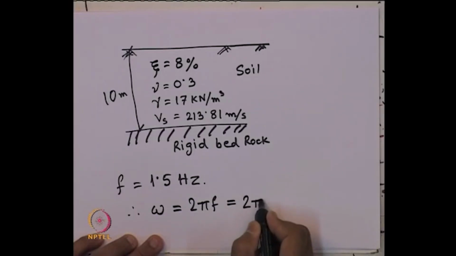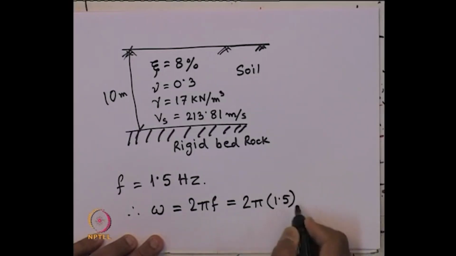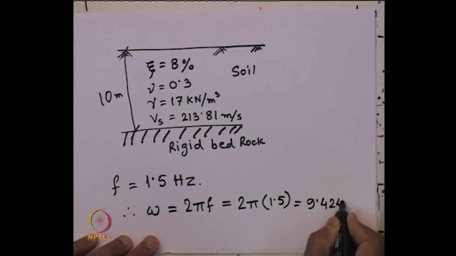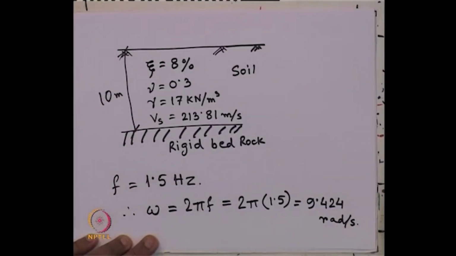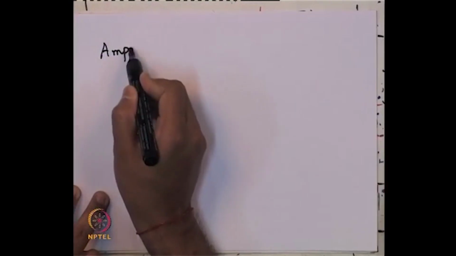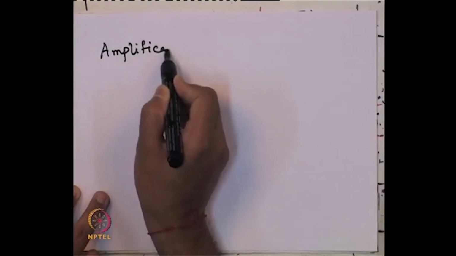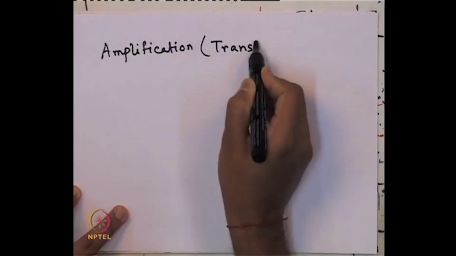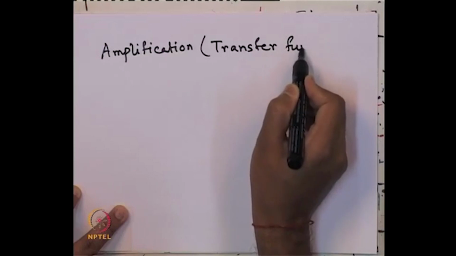So, 2 pi times 1.5 will be equal to 9.424 radian per second. Fine, that is the omega of this. Now, what is this transfer function? So, amplification, which is nothing but that transfer function.